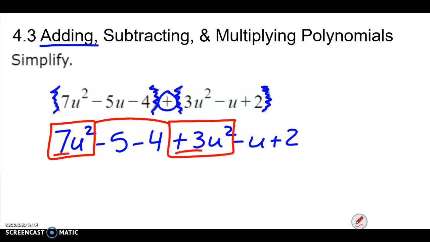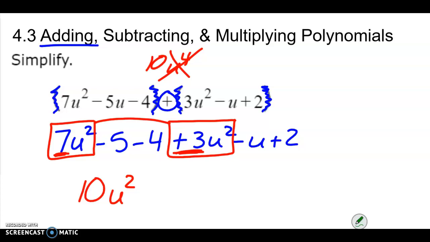7 plus 3 is going to be 10. That's how many u squareds we have. We're not going to have 10u to the fourth, okay? When we're adding like terms, we're just saying how many total of that type of term do we have. We had 7, we added 3, now there are 10 u squared terms, okay? You don't end up with u to the fourth. That happens when we multiply, which we'll see in a little bit.